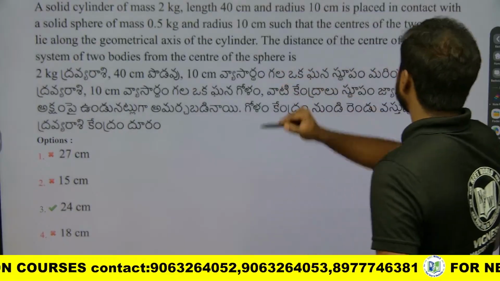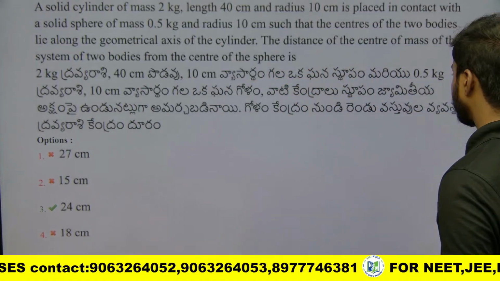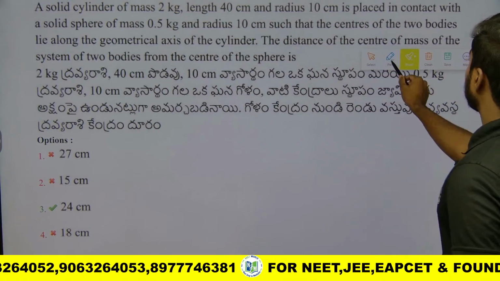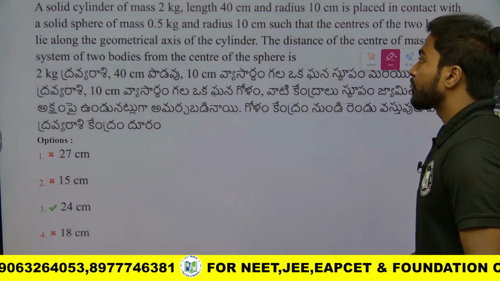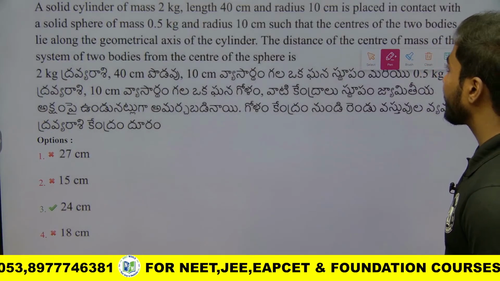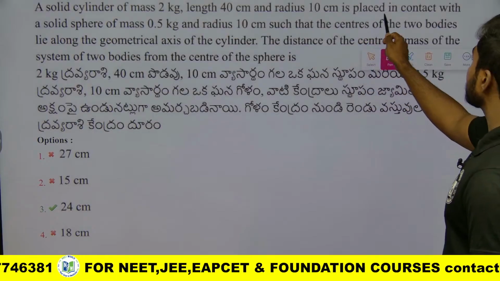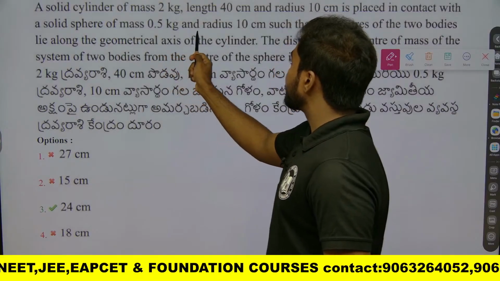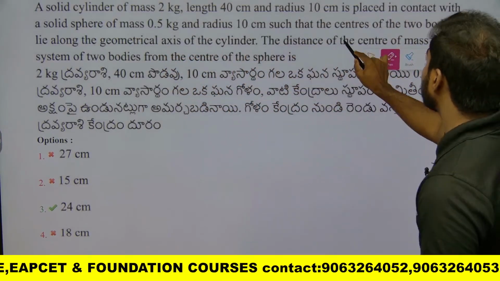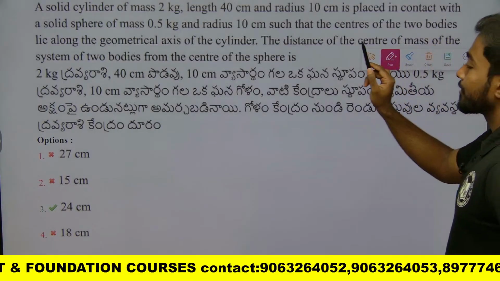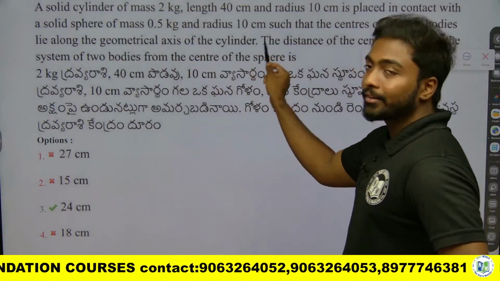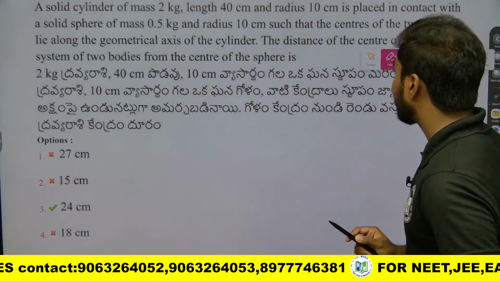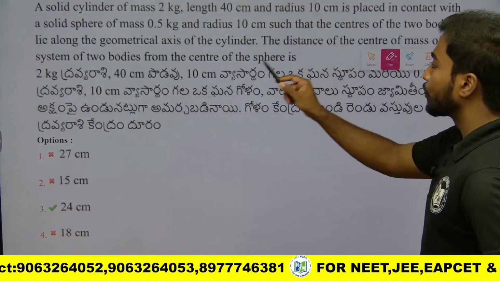Okay, fine. A solid cylinder of mass 2 kg, length 40 centimeter and radius 10 centimeter is placed in contact with a solid sphere of mass 0.5 kg and radius 10 centimeter such that the center of the two bodies lies along the geometrical axis of the cylinder. Like the center of the two bodies lies exactly on the axis of the cylinder, they are saying. Find the distance of the center of mass of the two-body system.